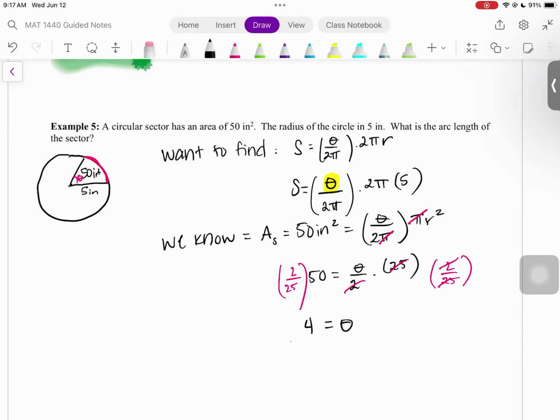So this is in radians again, because we started with our formula in terms of radians. Had we set this up as theta over 360, we would have gotten a different answer here, but it would have been in terms of degrees. So equivalent angle measure, just different units.